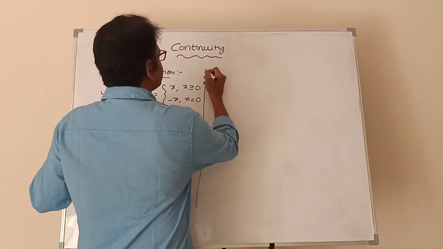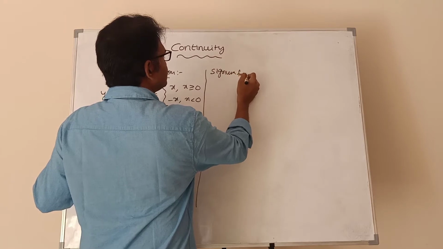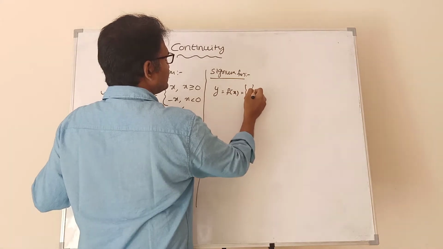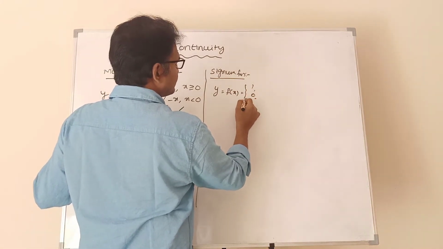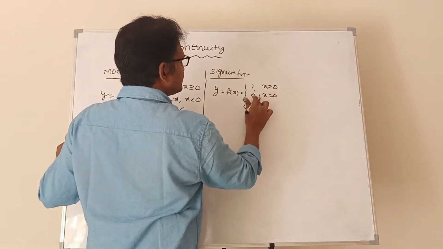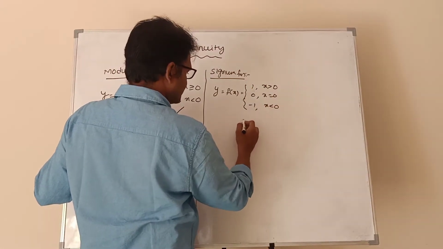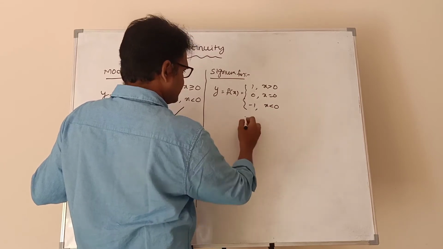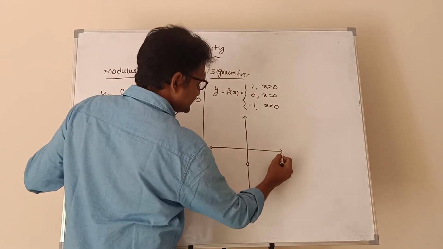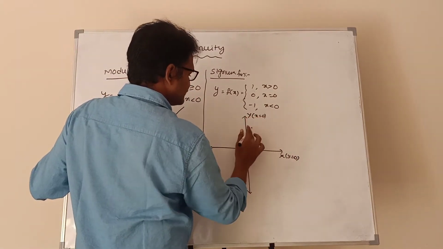Next, the signum function. Signum function means y = f(x) = 1, 0, -1: 1 when x is greater than 0, 0 when x is equal to 0, and -1 when x is less than 0. What is the shape of the graph? This is the x axis, whose equation is y = 0. This is the y axis, x = 0.